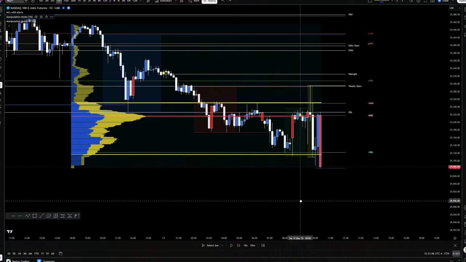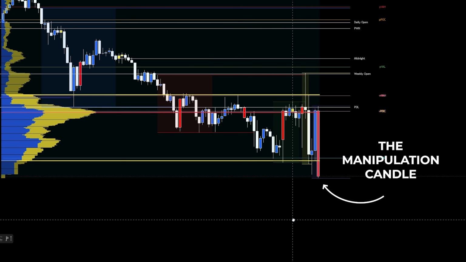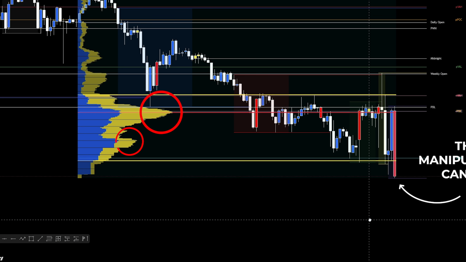If the market wants to go in that direction, it will print you the manipulation candle. It will print that high volume node on the volume profile. You just have to be patient enough to wait for that to happen. If it doesn't happen, well, you will most likely save yourself a loss, because most likely the market will reverse and that move will end up being a fake out.